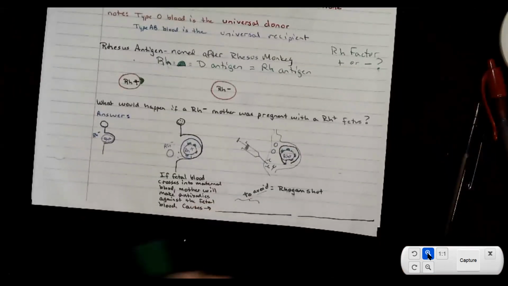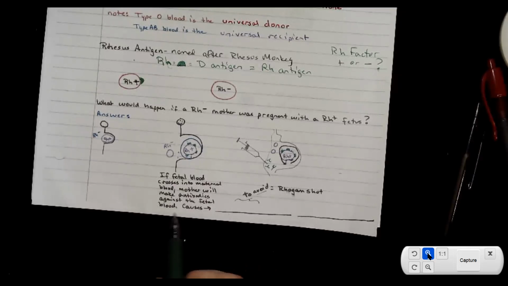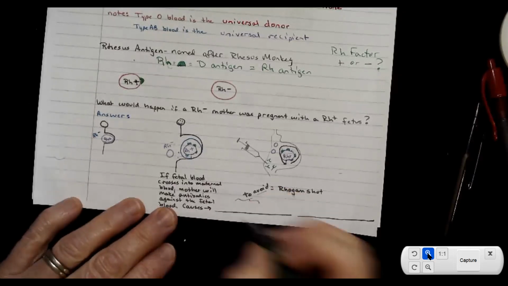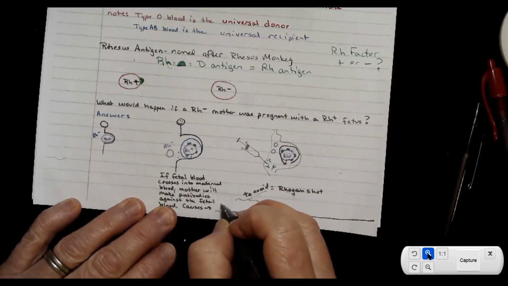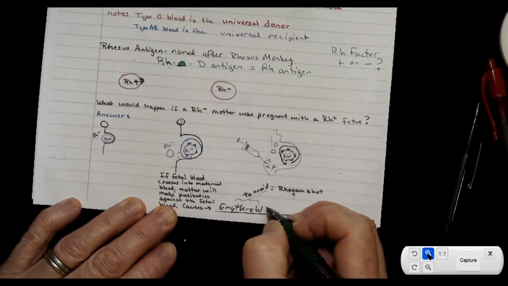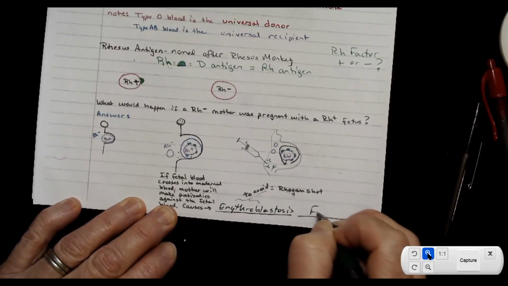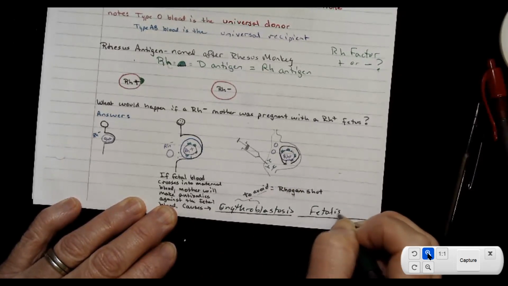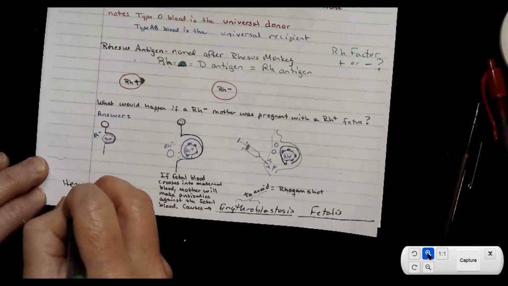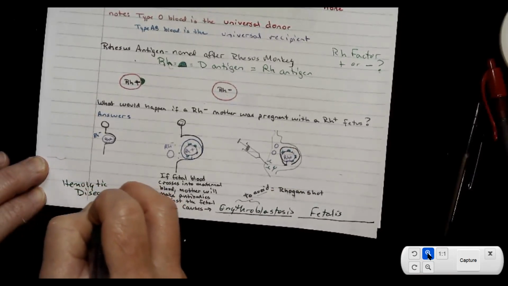What would happen if an Rh-negative mother answered? If fetal blood crosses into the maternal blood, the mother will make antibodies against the fetus's blood that causes, like I said, erythroblastosis fetalis, also known as hemolytic disease. Make sure I spell it right. Okay.